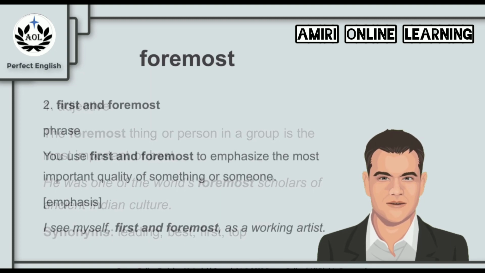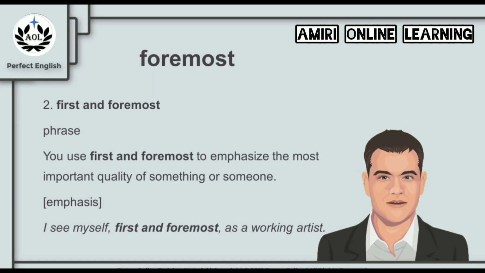Now, there is a common phrase we use with foremost, and that is when we say first and foremost. You use first and foremost to emphasize the most important quality of something or someone. For example, I see myself first and foremost as a working artist. So that is the most important thing. I am emphasizing this idea, so I use first and foremost.